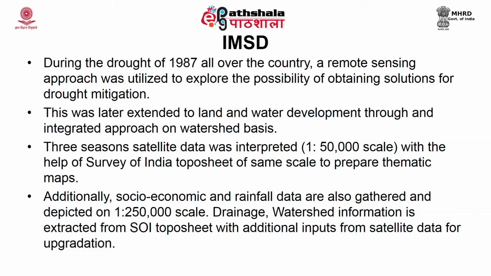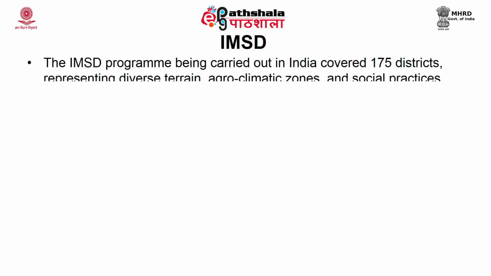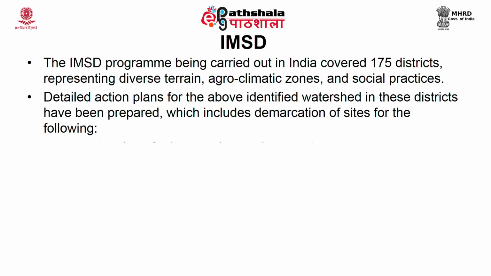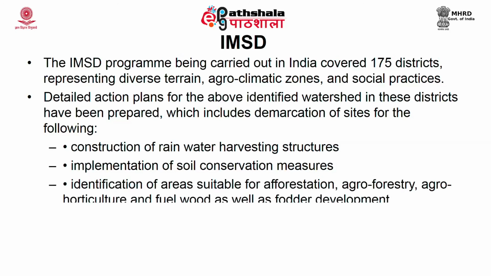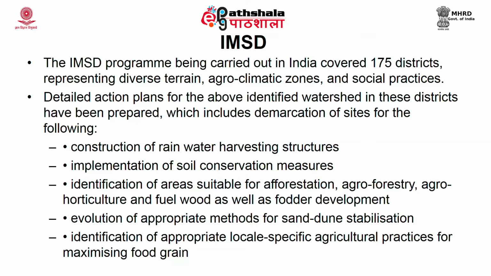Additionally, socio-economic and rainfall data were also gathered and depicted on 1:250,000 scale. Besides, drainage and watershed information was extracted from Survey of India topo sheets with additional inputs from satellite data for upgradation. This IMSD program, as I already mentioned, covered about 175 districts representing diverse terrain, agroclimatic zones and social practices. So, the detailed action plan for the above identified watersheds in these 175 districts was prepared, which included demarcation of sites for the following.